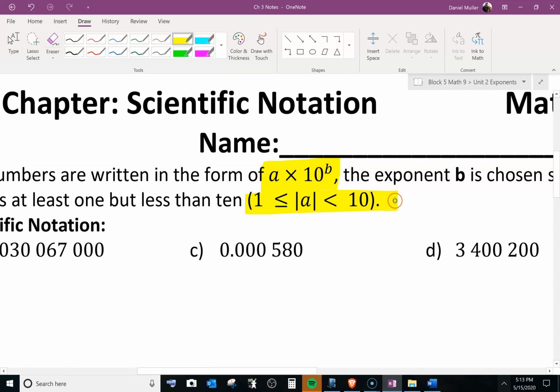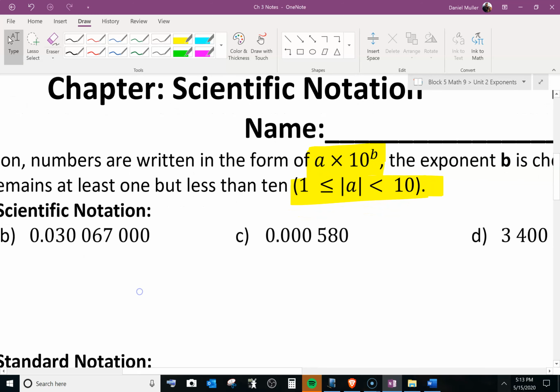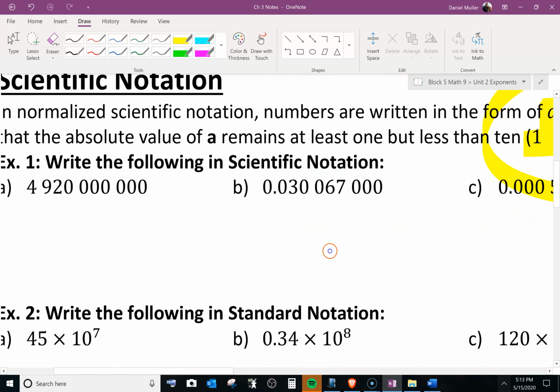And this says that A has to be between 1 and 10. That's what we're looking for here. The number has to be between 1 and 10. It can't be 10. It has to be smaller than 10. It can be 9.9 or whatever, but it has to be less than 10, and it has to be bigger than 1. This will sound a little bit strange, I understand that, but you'll see how this goes once we do an example.